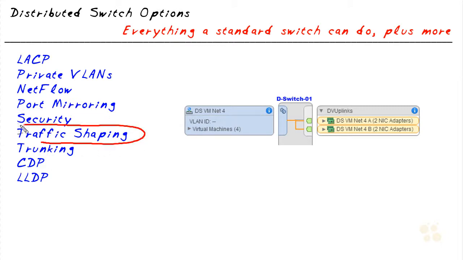Traffic shaping, the slowing down of traffic, is also very similar to that on a standard switch, except it adds a direction. What do you mean, Keith? It adds a direction. You mean like one direction? I mean like two directions.